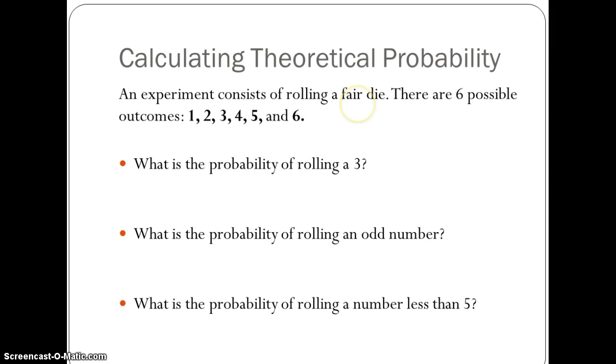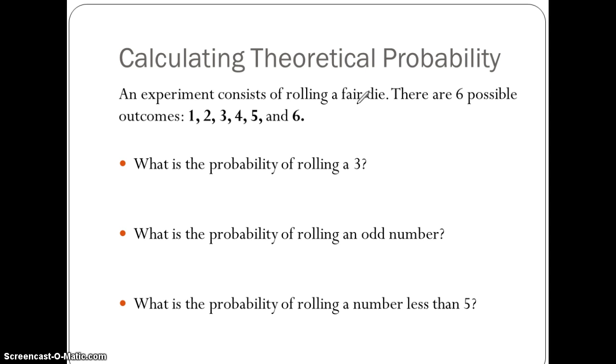All right, starting off, we're going to calculate theoretical probability. An experiment consists of rolling a fair die. There are 6 possible outcomes, which are 1, 2, 3, 4, 5, and 6. So, just like a number cube, if you roll it, those are your possibilities. That's your sample space.